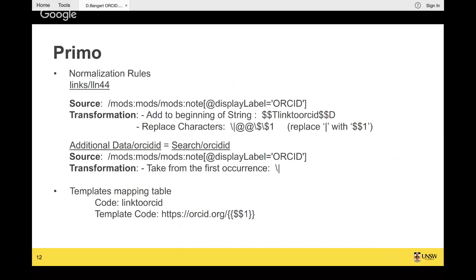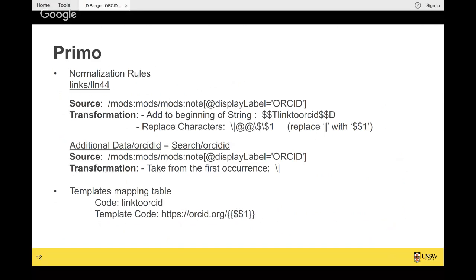Since we have a crosswalk and simplified the author name and identifier information, the normalization rule for the links field LLN44 is straightforward now. The source points to the path of the MODS node that contains the name and the ORCID information. The transformation consists of two steps. One is to add the template name as the prefix. And second is to replace the pipe character with the $1 sign to indicate the data to be used, as mentioned in the previous slide.